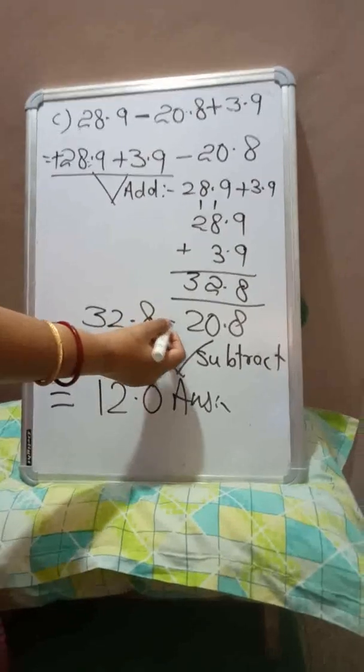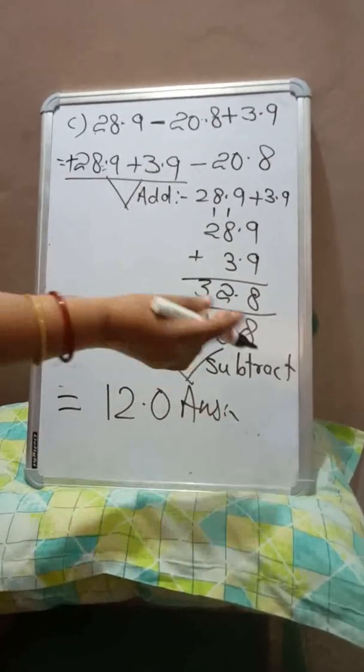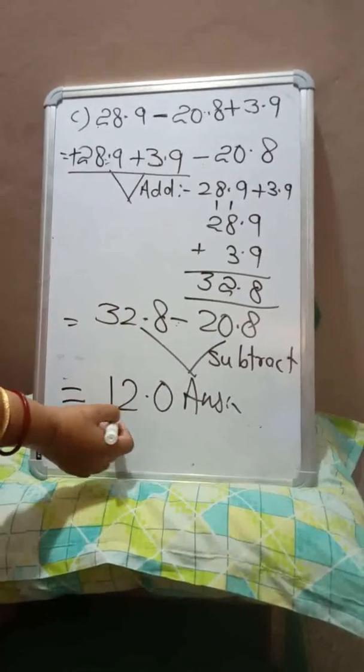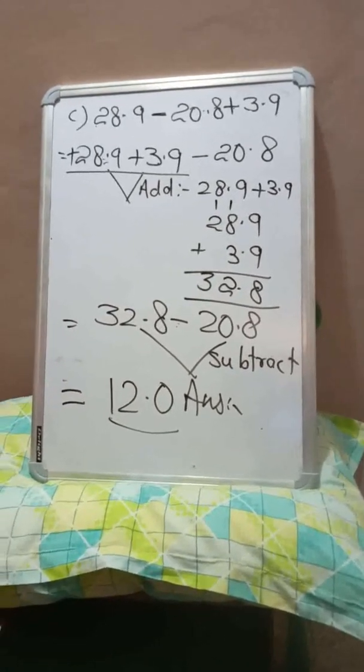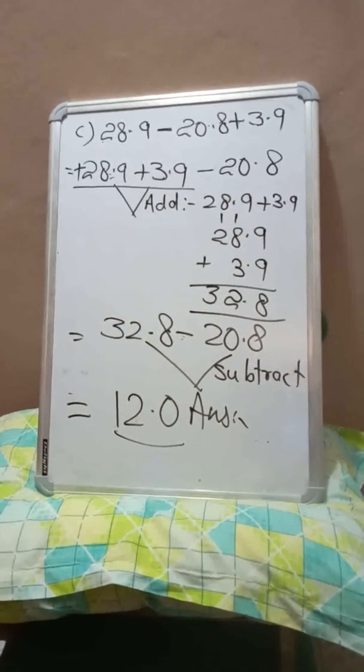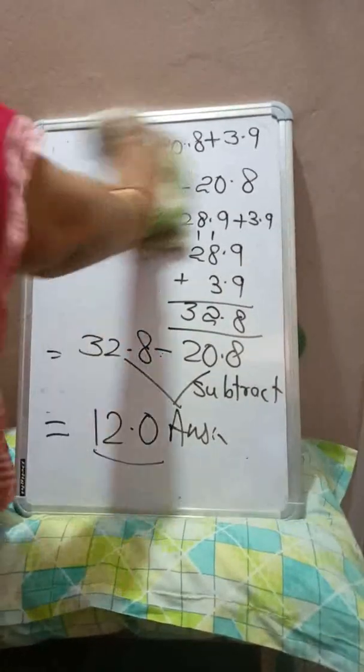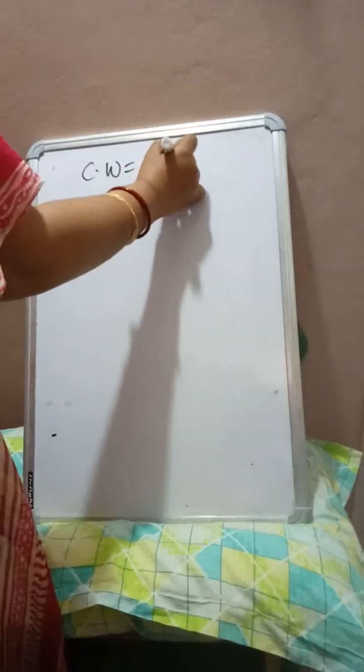Then at last we will do subtraction. We will simply do subtraction. We get 12.0. This is the answer. So children, in this way you have to solve this worksheet number 3. Right? This worksheet number 3 is your classwork.